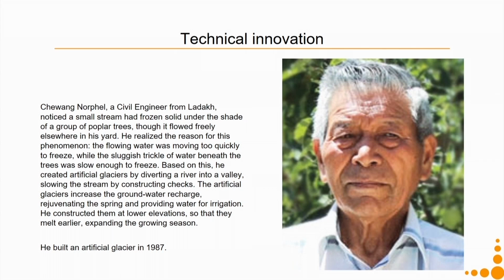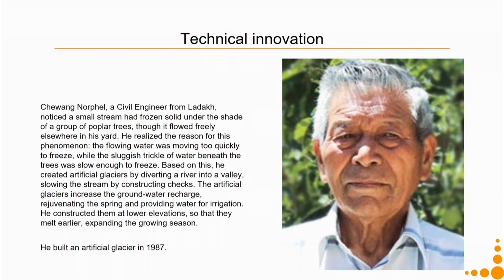At that point of time, he realized that when water is moving too quickly, as is happening in the river, it does not get the opportunity to freeze, whereas when the water was trickling down sluggishly from the poplar tree, it did get the time to freeze.